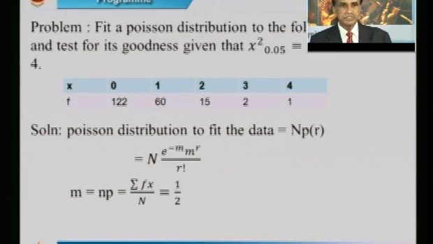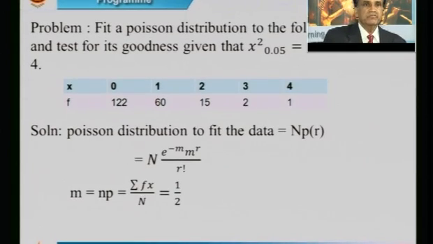Let us see another situation. Fit a Poisson distribution to the following data and test its goodness of fit, given the chi-square value. It is also given, for 5 values, just like in the previous problem, so you can easily compare and calculate new values. The first value is 122, the second value is 60, the third is 15, the fourth is 2, and the fifth value is 1. As usual, you must do that.